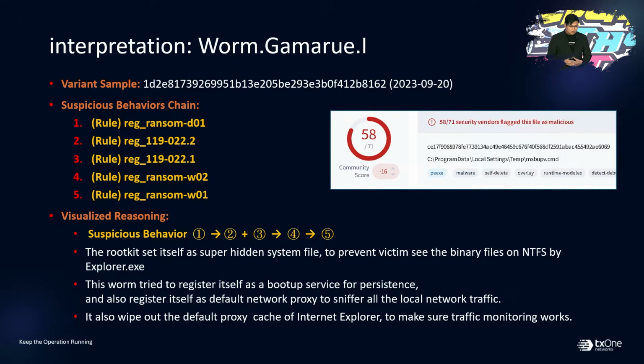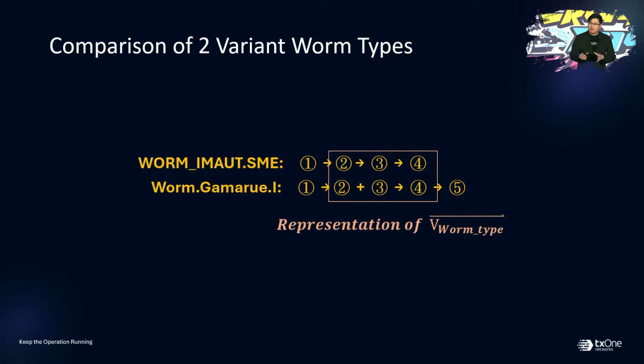So it wipes out the default proxy cache on Internet Explorer. So it is still one type, but with different behavior, a different vector, and a different threat group. And also, we combine those two variants of one type. We know that one key point is that they have a common behavior layer.